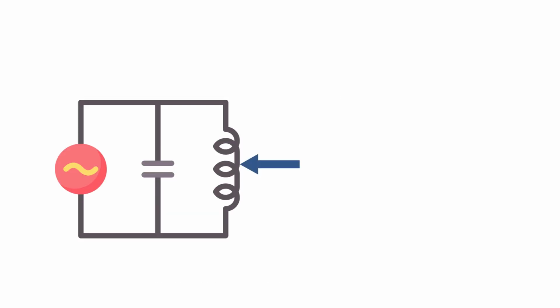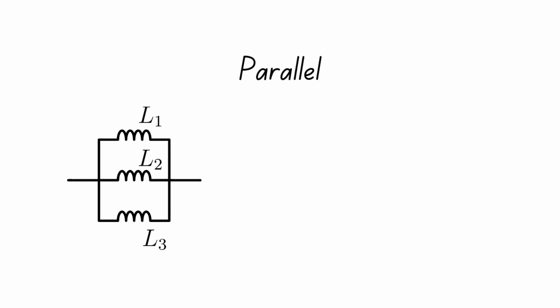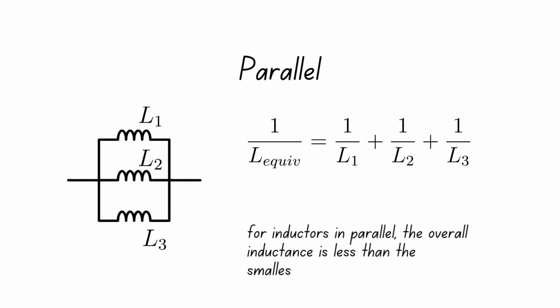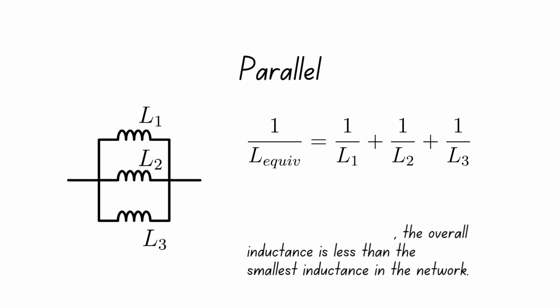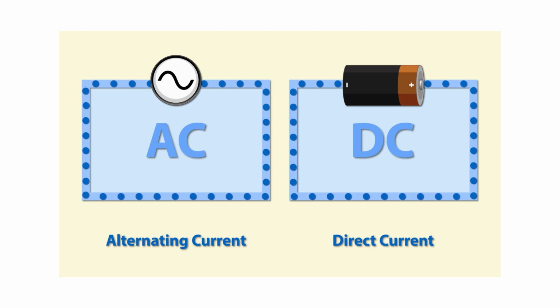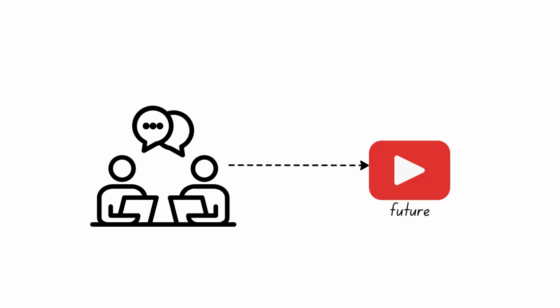Here is the schematic symbol for an inductor. When several inductors are connected in series, the resultant inductance is the sum of all the individual inductances in the network. When inductors are connected in parallel, the overall inductance is related to all the individual inductances by this equation. It tells us that for inductors in parallel, the overall inductance is less than the smallest inductance in the network. Inductors can work under DC or AC. Just like capacitors, inductors exhibit some very useful properties such as inductive reactance when connected to an AC supply. We shall discuss more on this in a future video.